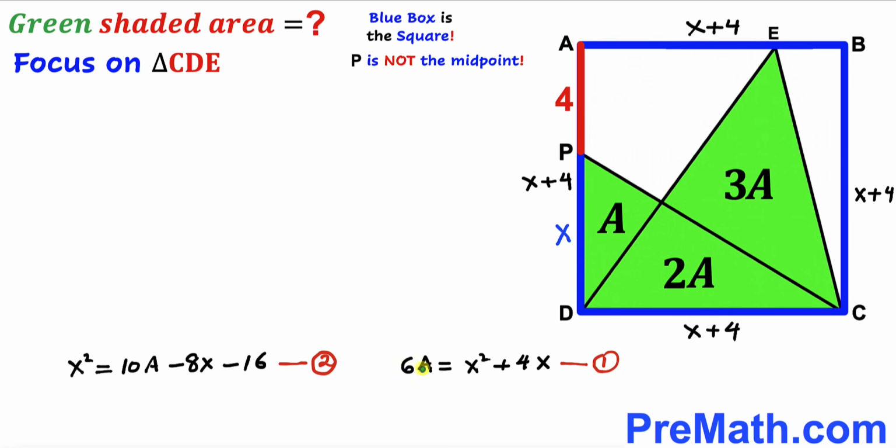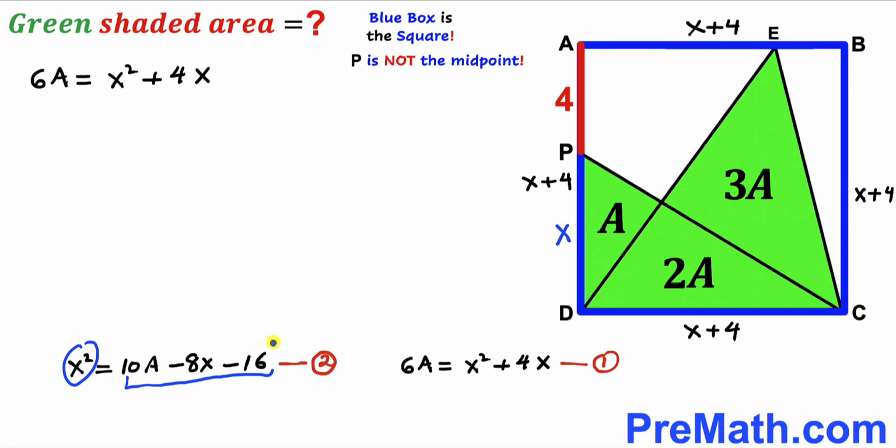And now let's focus on this equation 1. Here I have copied down equation 1: 6A equals x squared plus 4 times x. And we know our x squared value from equation 2 is 10 times A minus 8x minus 16. So I'm going to replace this x squared with 10 times A minus 8x minus 16 over here, as you can see in this next step.